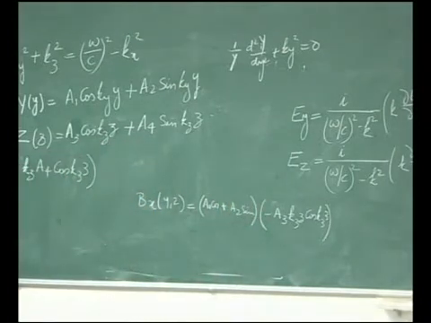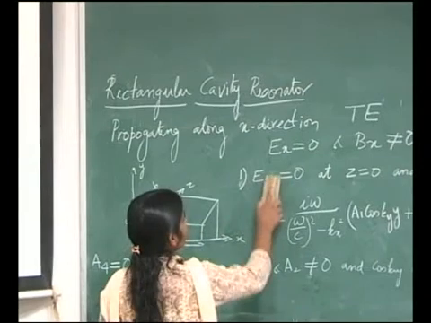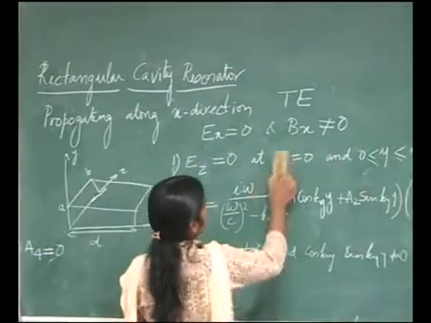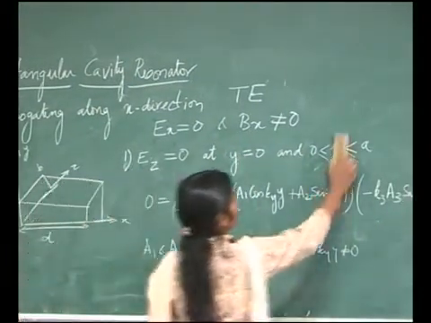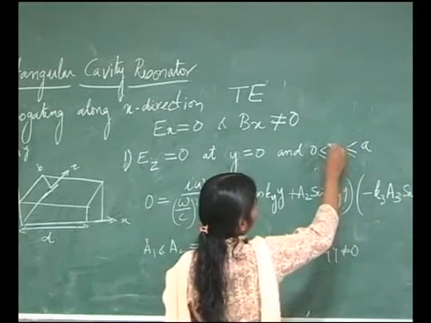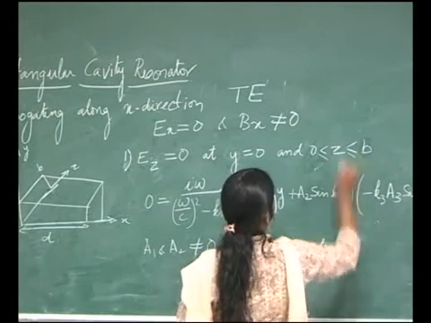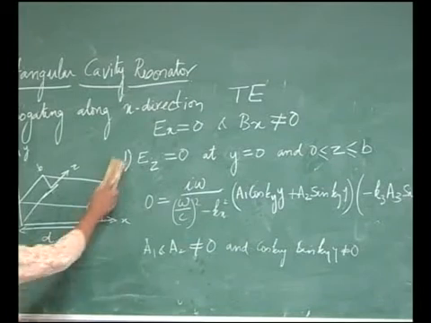So we have calculated the value of one constant. Now I need to calculate the value of the second component, any one of them. So let me take Ez at y is equal to 0, where z can vary from 0 to b. Okay, this is the second boundary condition.